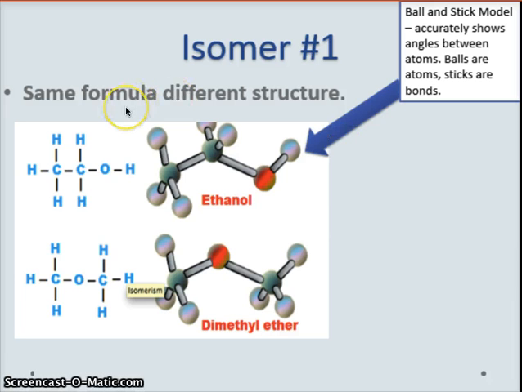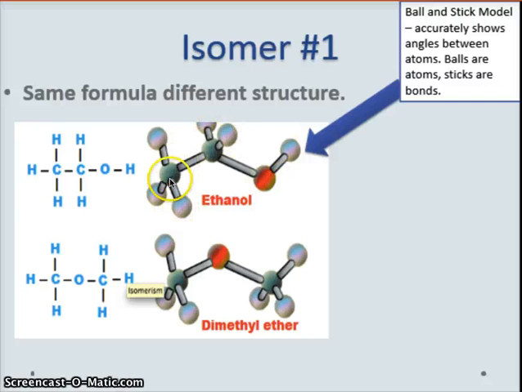Every time you have the same chemical formula, or molecular formula, this is called a molecular formula, they have the same number of atoms, the same type of atoms. So two carbons, one oxygen, and six hydrogens here, and six hydrogens here. Same formula, different structure. One thing you need to know is that this is the molecular structure, and this is called a ball and stick model.